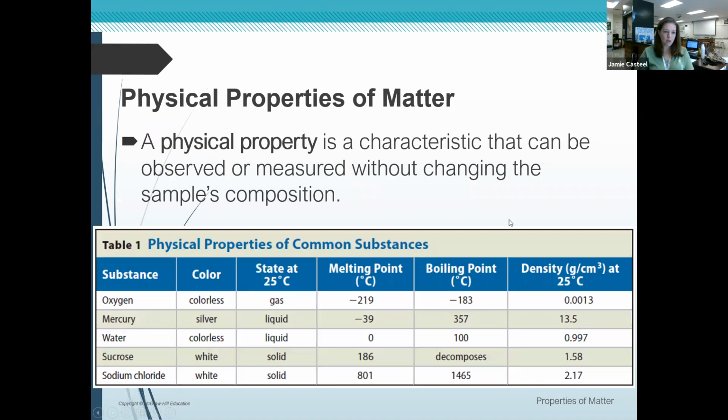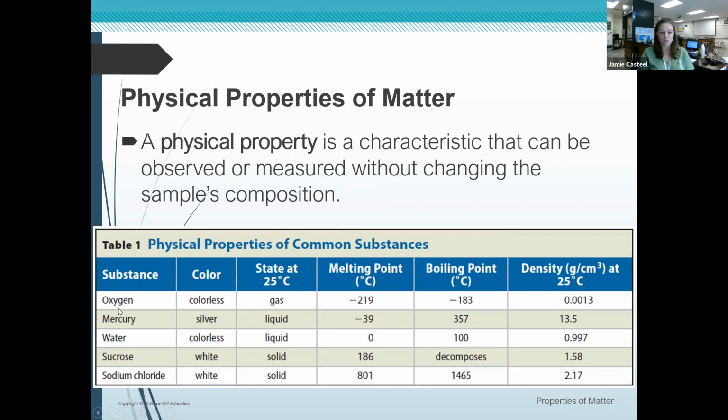So let's go talk about physical properties. Physical properties are observed or measured without changing the composition. So if I can tell this or if I can measure this without messing with the actual structure of the material, then it's a physical property.